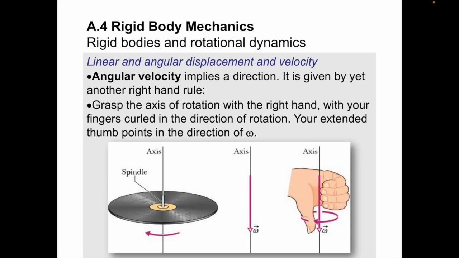The angular velocity in this case is also going to imply a direction. It's given by the right-hand rule, one of the right-hand rules that we have. Grab the axis of rotation with the right hand, and curl your fingers in the direction of the rotation. If we have a spindle turning here, we can curl our fingers in the direction of that rotation. You'll notice your thumb points down. This is going to be the direction of the angular velocity, the direction of omega here.